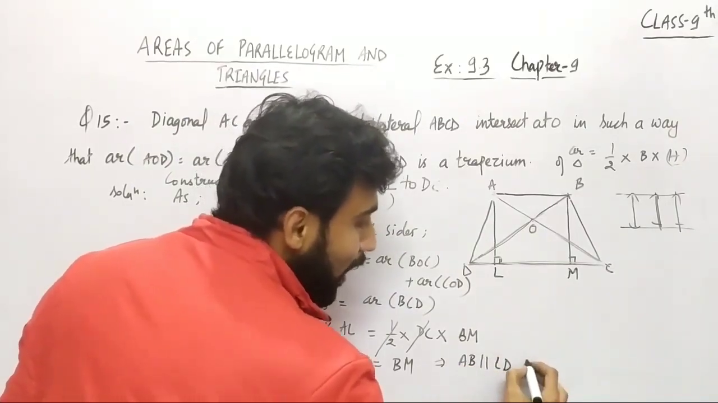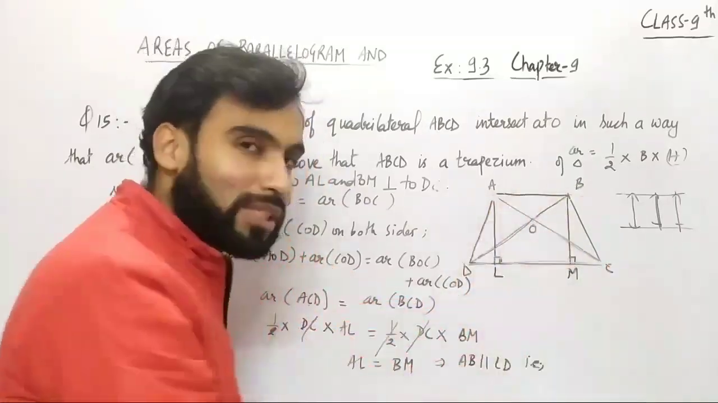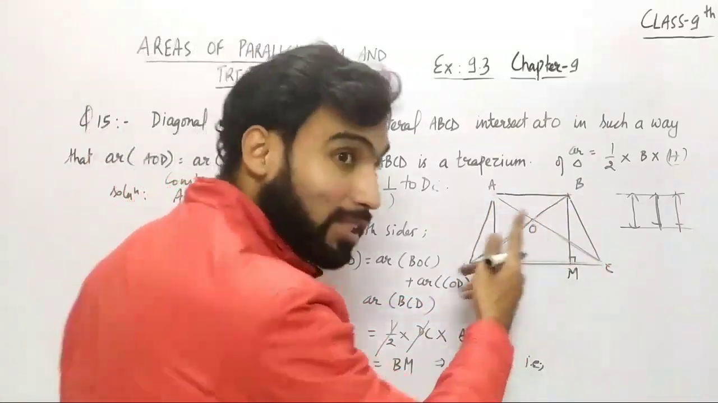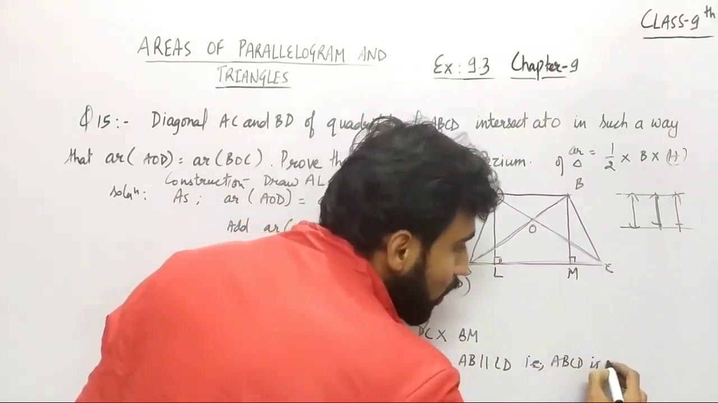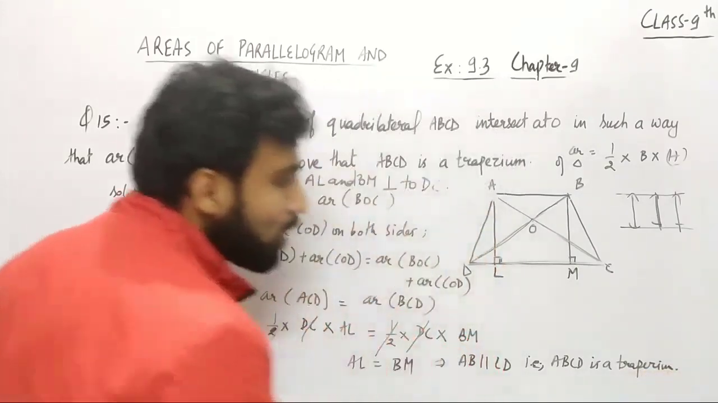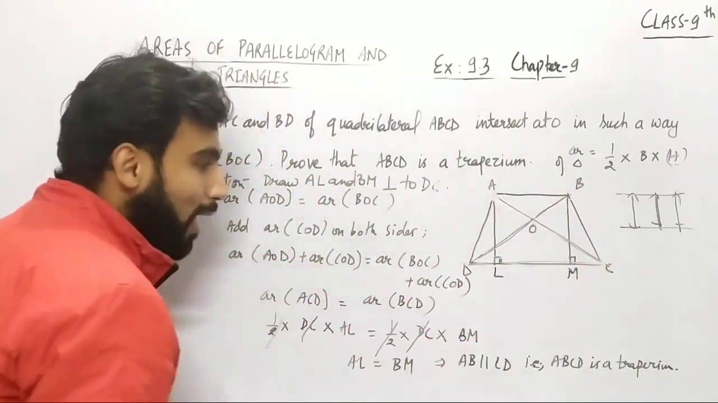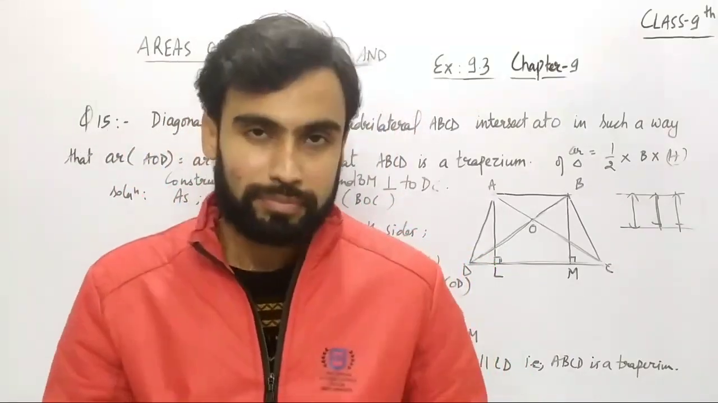So this implies that AB is parallel to CD, right. You can see, now we have proved here that AB is parallel to CD, that means ABCD is a parallel trapezium, sorry, right. So ABCD is a trapezium, right? So quite easy, you simply have to prove that AB is parallel to CD like this, right? So that was all in this question.